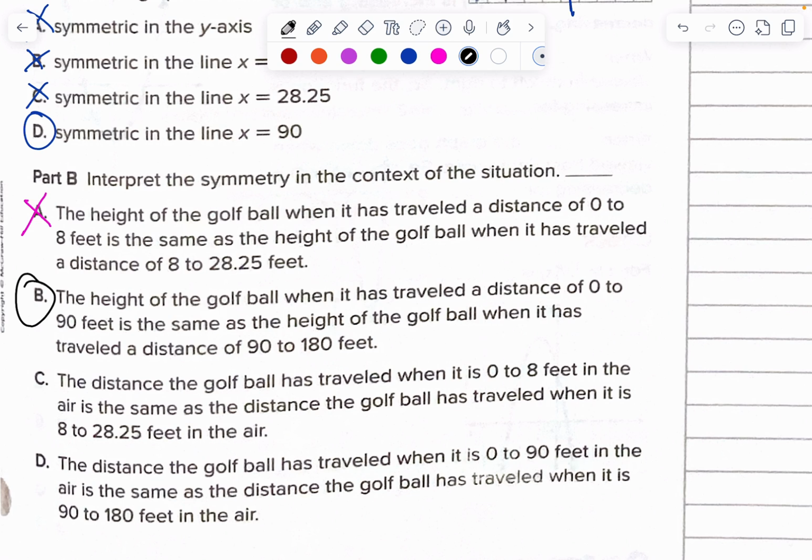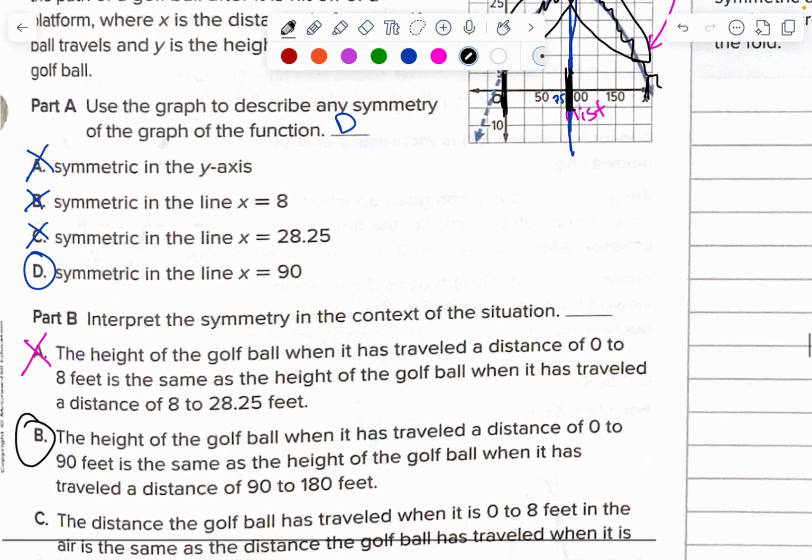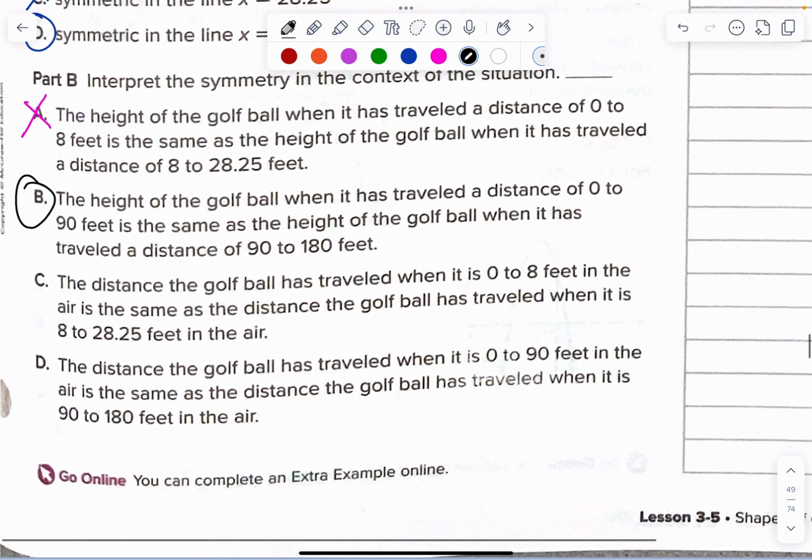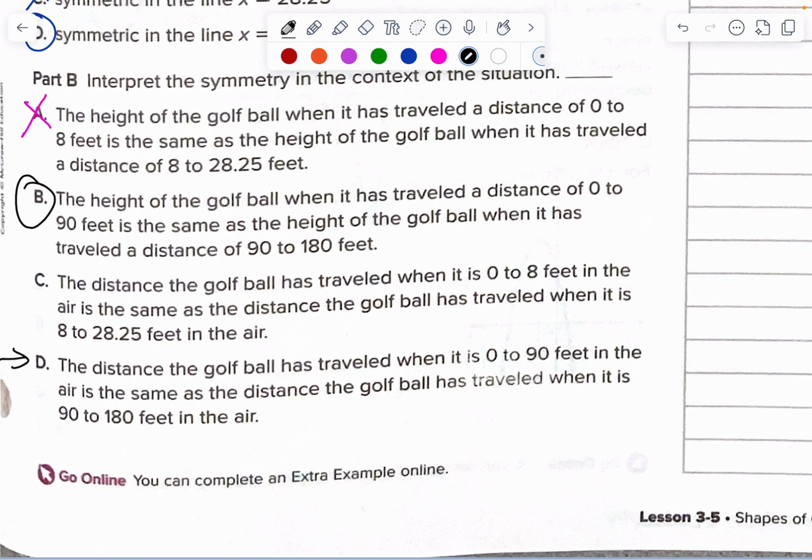Oh no, wait, that's wrong. B. B says the height of the golf ball when it's traveled a distance of 0 to 90 feet. Oh no, that's right. And this one's D is similar to that, but it says the distance the golf ball has traveled when it's 0 to 90 feet in the air is the same as the distance the golf ball has traveled 90 to 180 feet in the air.